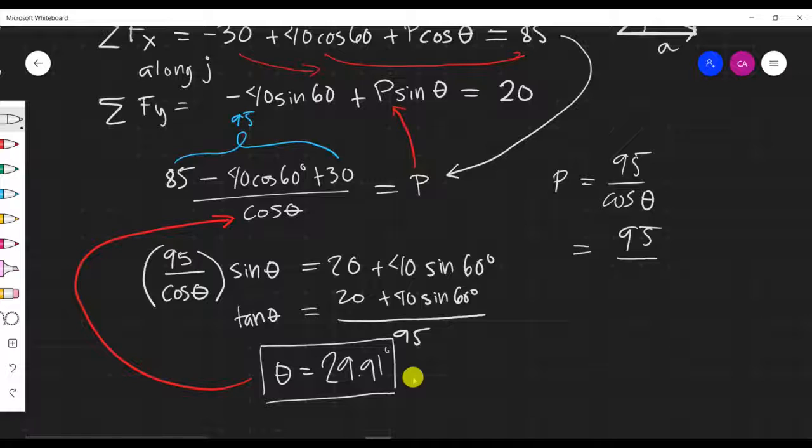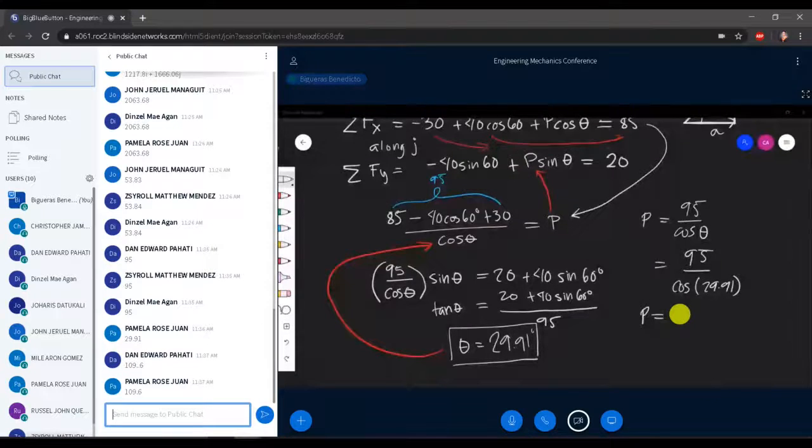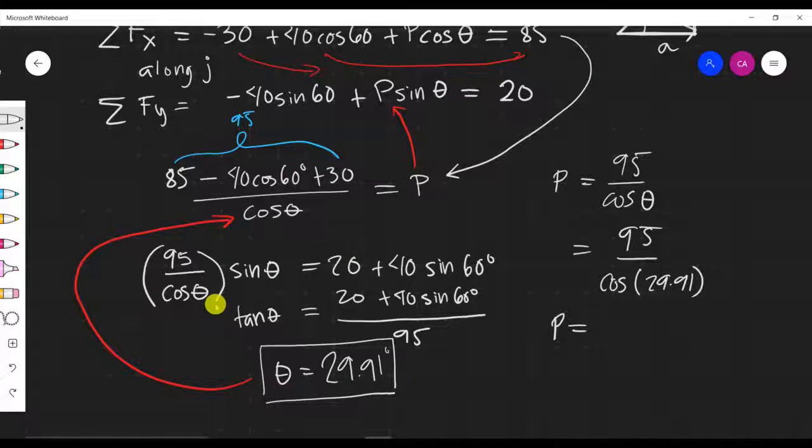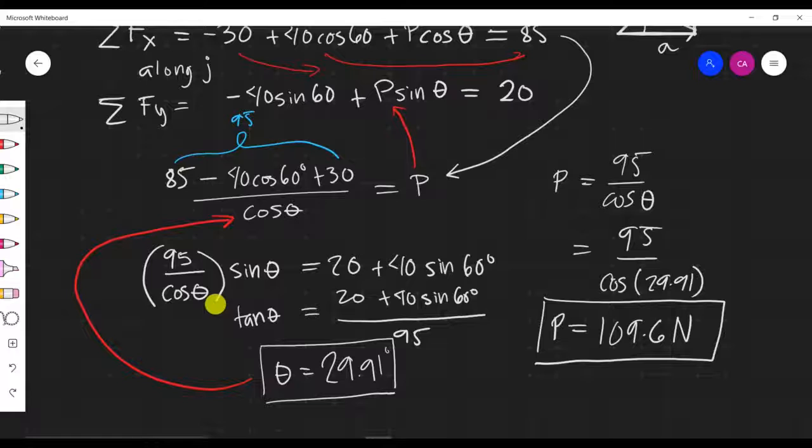Pwede nyo na akong unahan, no, kung alam nyo na gagawin. Para pag tanong ko, pindot agad. So, P is equals to 109.6. O, diba? Mabilis tayo. 109.6 Newton. Pwede, nasagot na natin. Alright. So, pabaliktad lang yung naging approach natin. Basically, ganun lang siya.